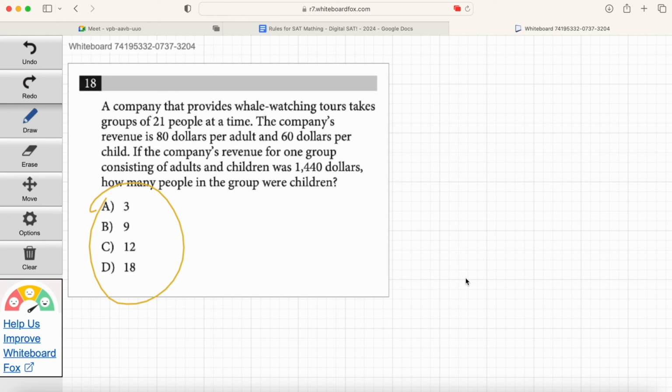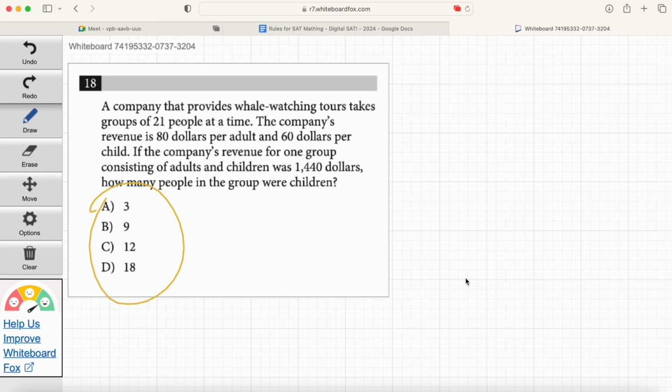Because we've got some unknown number of children, some unknown number of adults. And we know altogether it's got to add up to $1,440. And the tickets are $80 per adult, $60 per child. We could set up 2 equations. Don't even go there. I just see students mess up the operations on systems of equations more often than not. And there's a way to just test the answer choices and turn this into arithmetic.